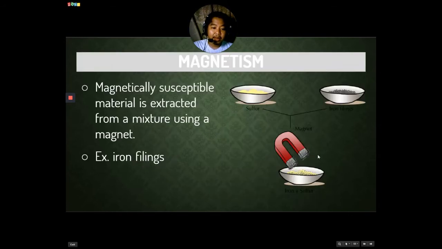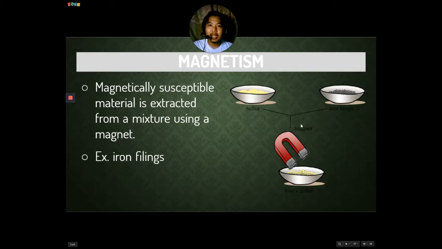But for practice purposes, this is what we usually do in the laboratory. Sometimes sulfur is used, and iron filings, because we know that the iron filings are magnetically attracted. They are attracted to the magnet, while the sulfur is not. Therefore, we can separate these two mixtures.